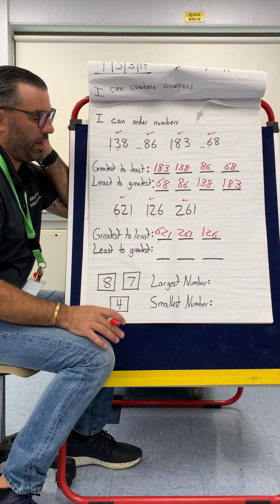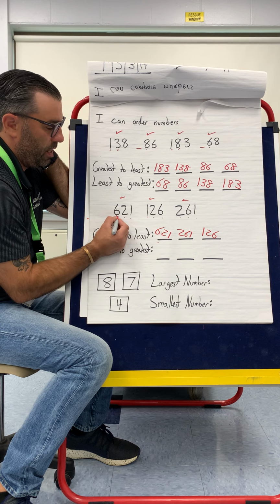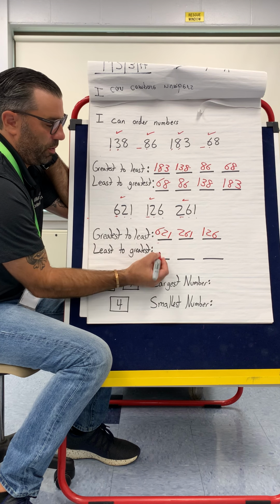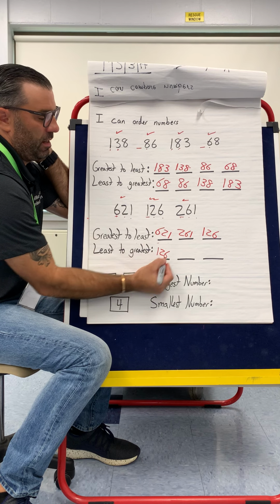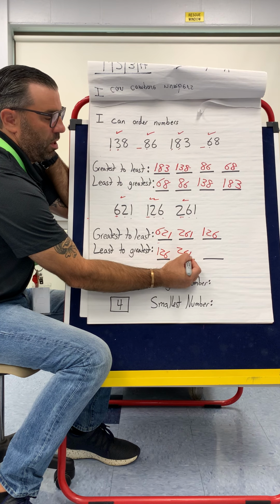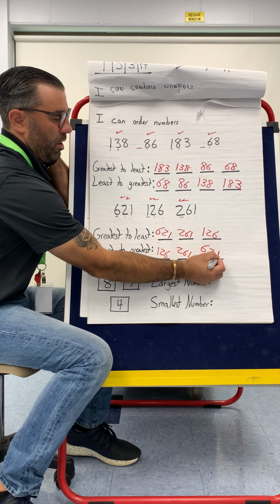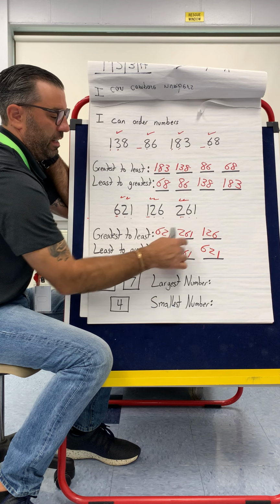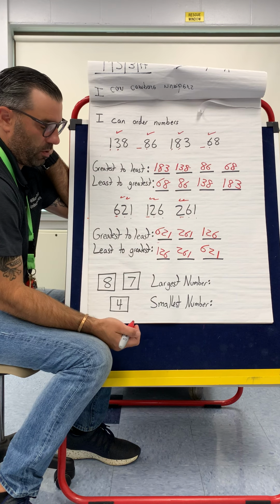And then least to greatest, so now it would just be the opposite. So I'd have to go with the smallest one. So 600, 100, 200 would have to be 126, 261, and then lastly 621. So notice how greatest to least, least to greatest, it's just flipped around the order, okay?